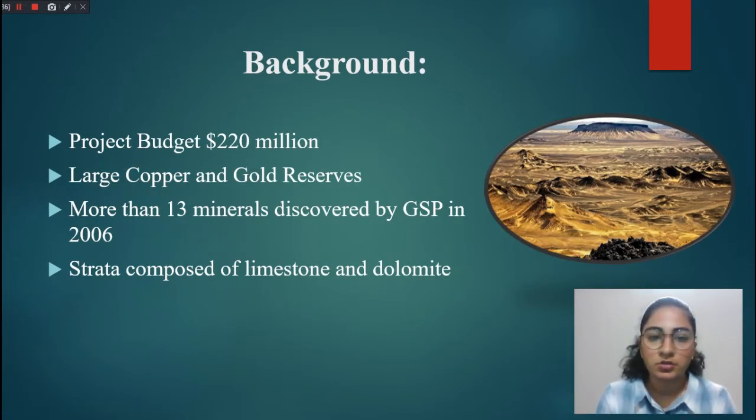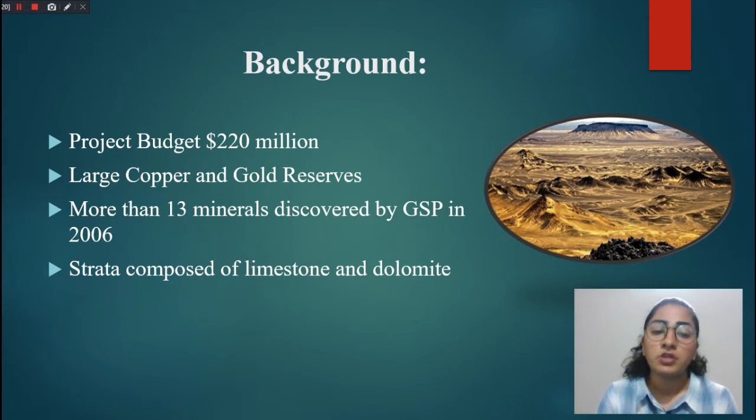The project budget was approximately $220 million. According to our feasibility report, we came to know that there are very large reserves of copper and gold as well. Another amazing factor contributing to the very high mining potential in the Reko Diq area was that more than 13 minerals were discovered by the Geological Survey of Pakistan in 2006, and these are mainly igneous bodies, so they are valuable.